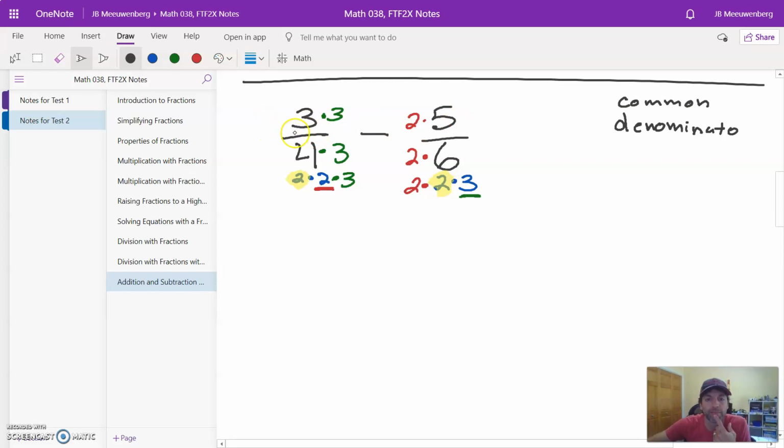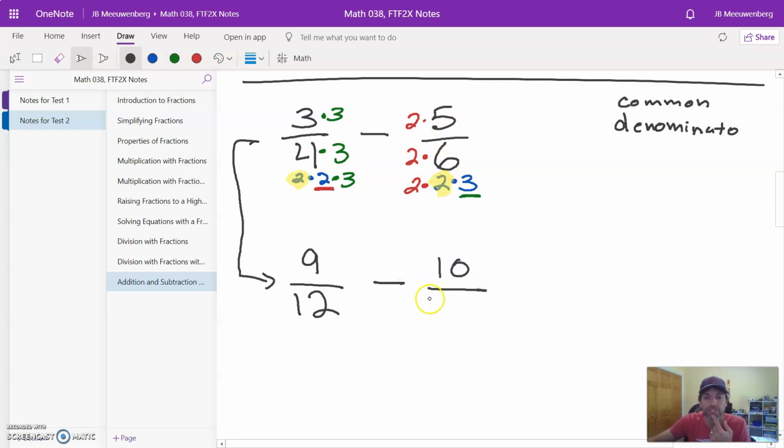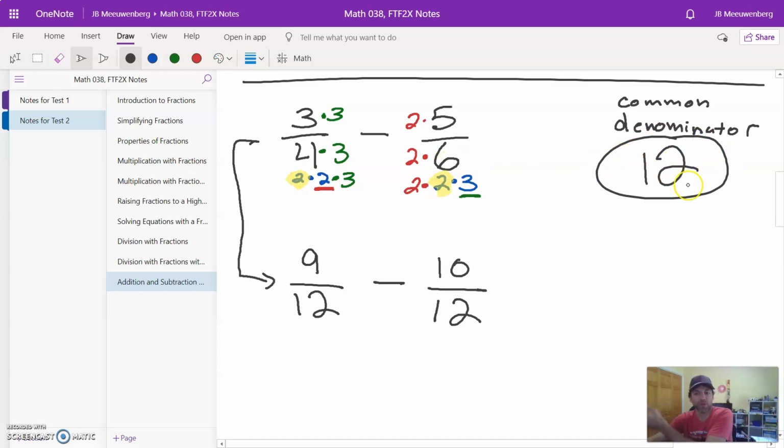Well, look at what we have here. Again, this fraction gets multiplied by 2 and 2 on top, and this one by 3 and 3. Let's see what that looks like. 3 times 3 is 9. 4 times 3 is 12, minus 2 times 5 is 10, and 2 times 6 is 12. So the common denominator is 12. 4 and 6 both go into 12. We built the common denominator.